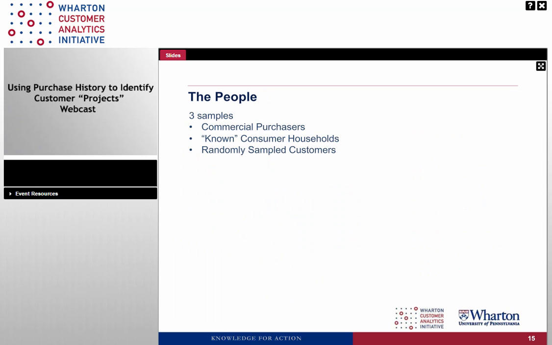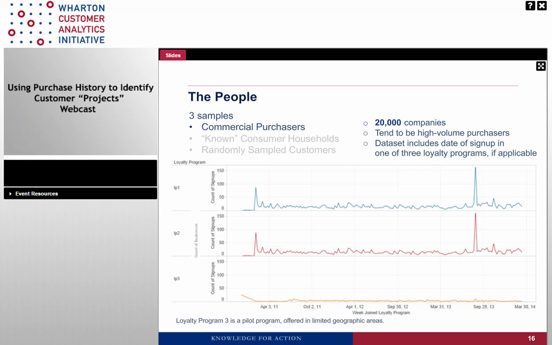Then for the people, the customers that are purchasing, we did 3 samples from the sponsor's total data set. The first sample are commercial purchasers. There are 20,000 companies, and they tend to be high-volume purchasers. The data set includes the date of the sign-up in one of 3 loyalty programs, if they signed up for one at all.